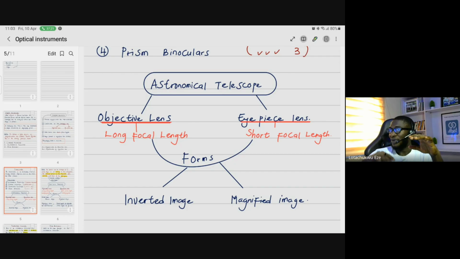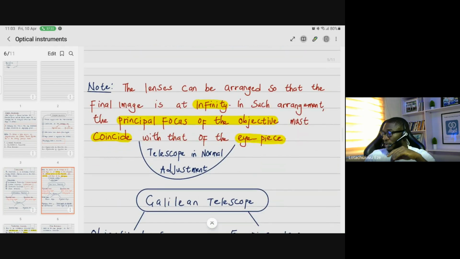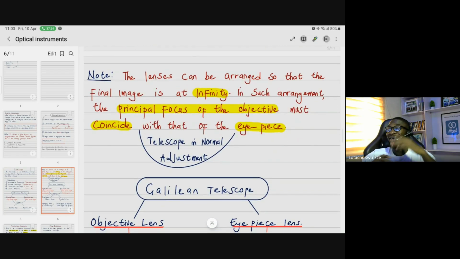Pay attention to the fact that the image is inverted for your astronomical telescope, which is the simplest form of your telescope. Now, the next key information we need to know: note that the lenses can be arranged so that the final image is at infinity. These are key points I want you to remember. In that kind of arrangement, we call it the telescope in normal adjustment. So if the telescope is in normal adjustment, it simply means that you've arranged it in a way that the image is formed at infinity.